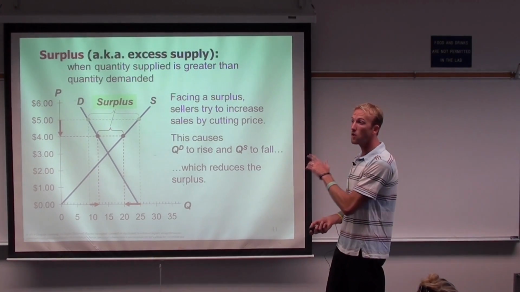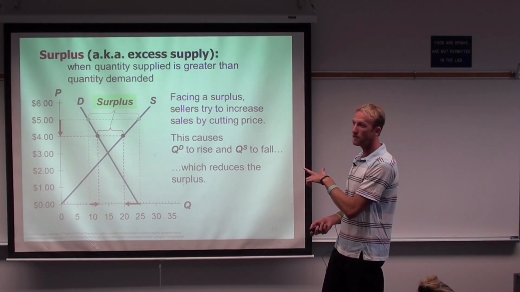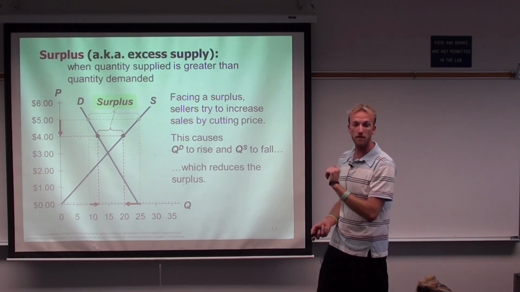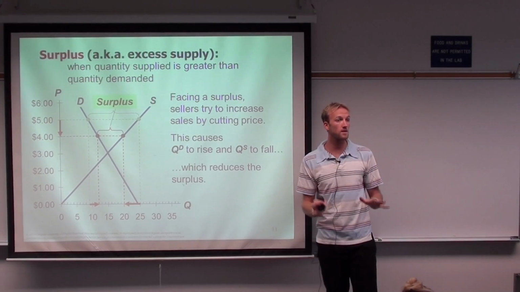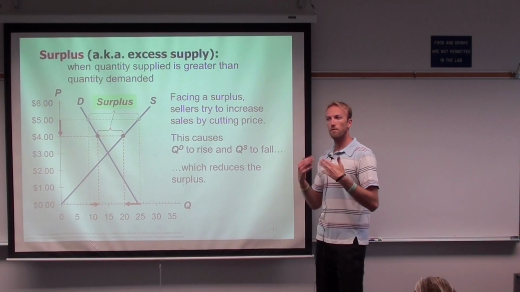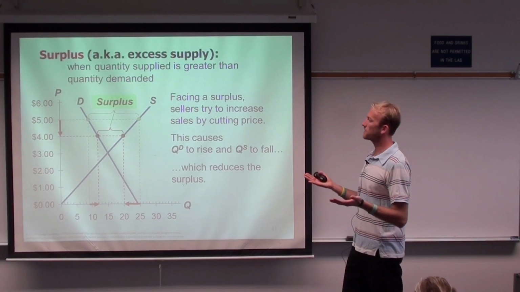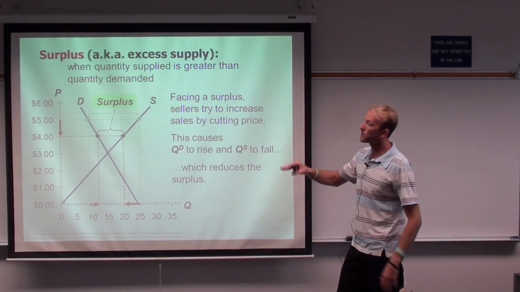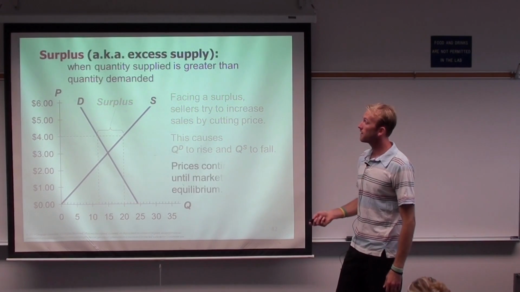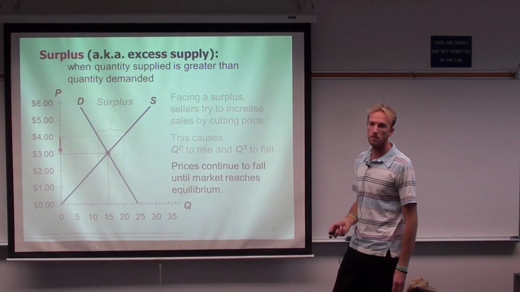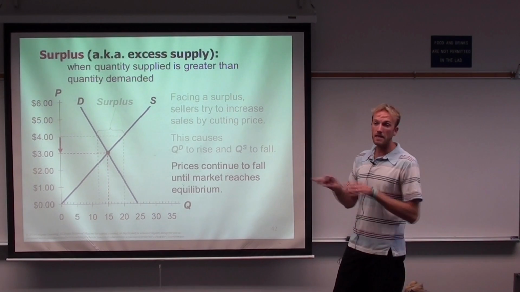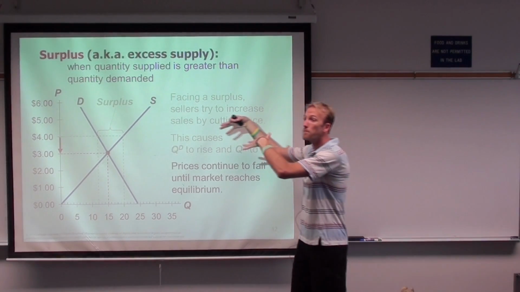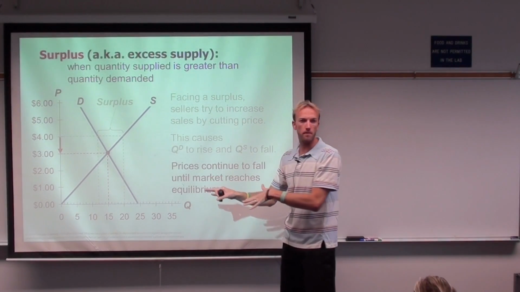But the price is still too high here, right? Clearly. There's still excess inventory. There's still lattes that are not being sold. So, like any good firms that are profit maximizing, they're going to cut the price again up until the equilibrium point. This is the equilibrium price. And that's how the price gets back down to the equilibrium, right?